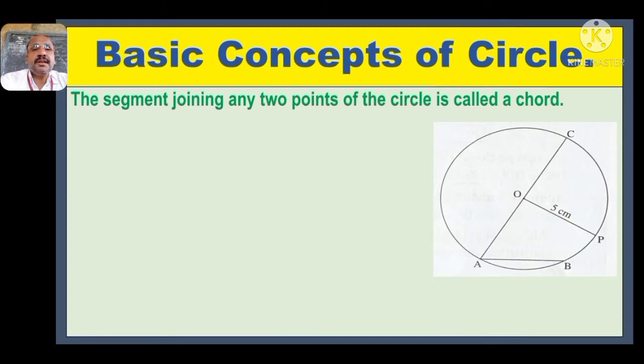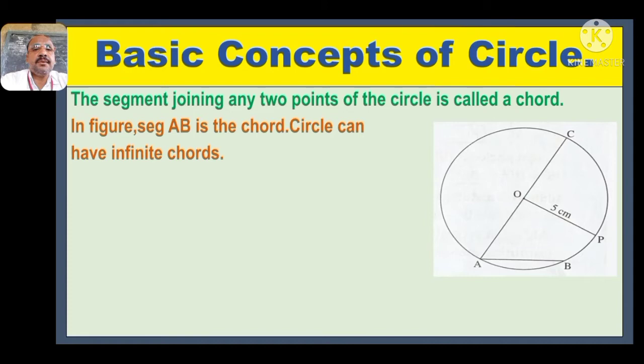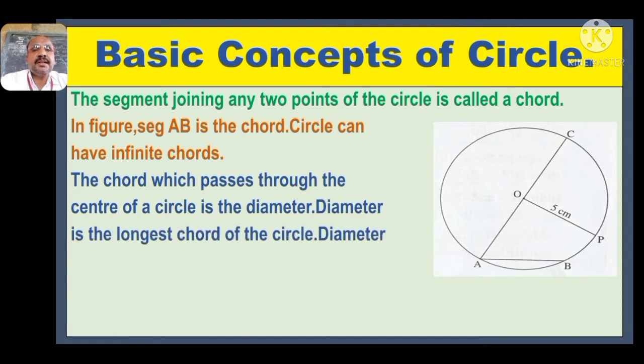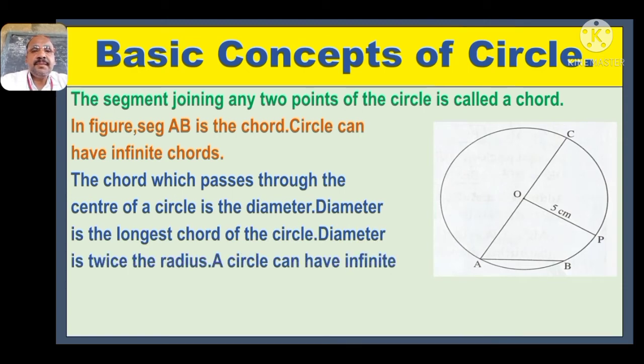The segment joining any 2 points of the circle is called a chord. In the figure, segment AB is the chord. A circle can have infinite chords. The chord which passes through the center of the circle is the diameter, and the diameter is the longest chord of the circle. Diameter is twice the radius. A circle can have infinite diameters. In the figure, segment AC is the diameter.